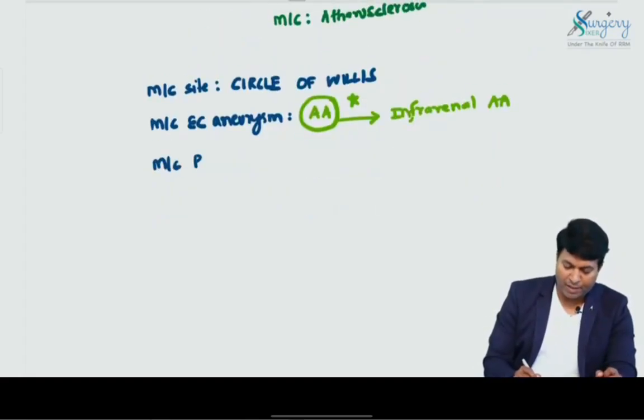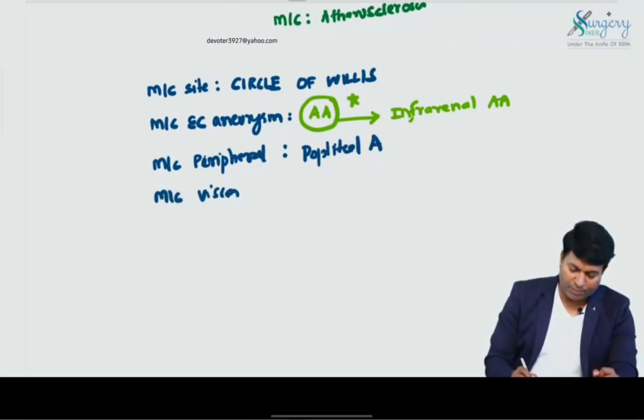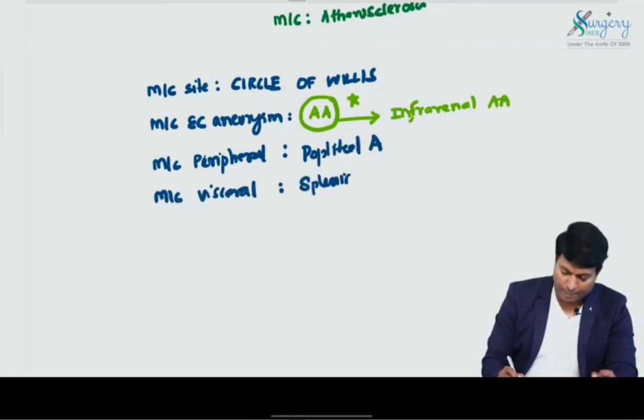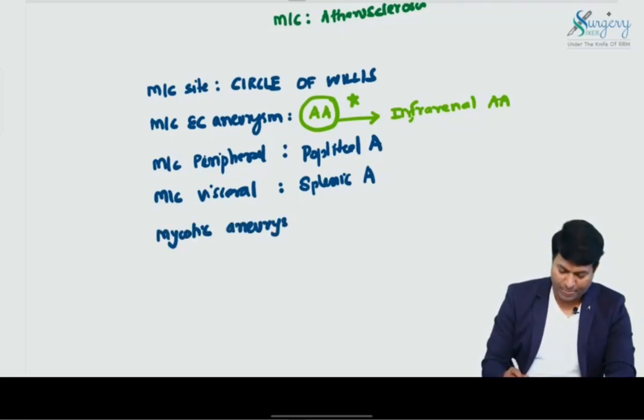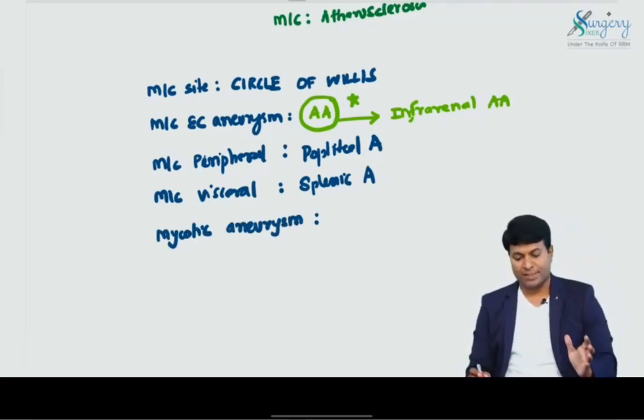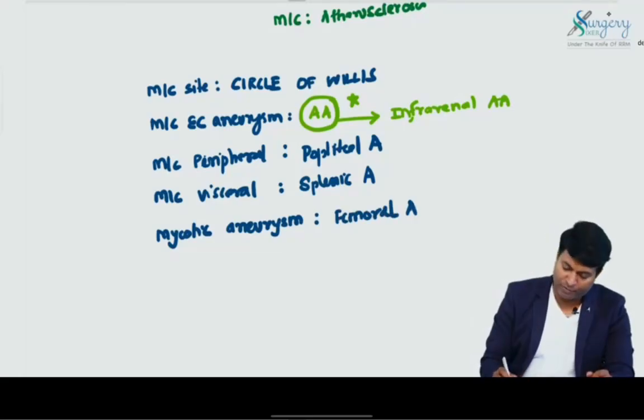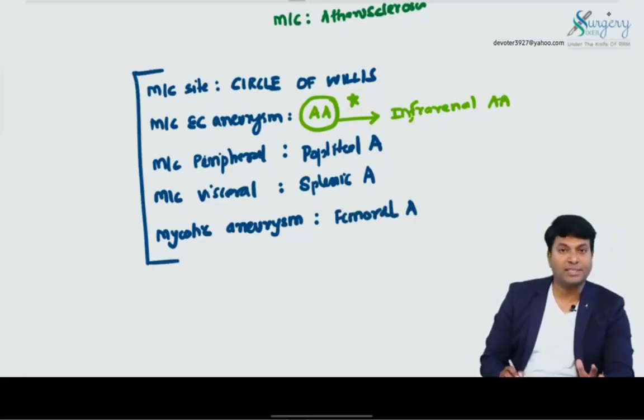The most common site of peripheral artery aneurysm is the popliteal artery. The most common site of visceral artery aneurysm is the splenic artery. Mycotic aneurysm is a misnomer. It is not caused by fungus. It is caused by bacteria, such as staphylococcus. It is most common in the femoral artery. So please don't forget these basic one-liner points for your exam, the most common sites of each aneurysm.